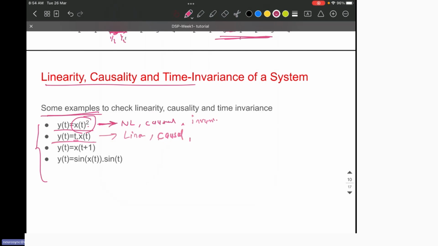What about the time invariance? This is multiplied by t. So you can directly say that this is changing with respect to time t. Therefore, this is a time varying system.